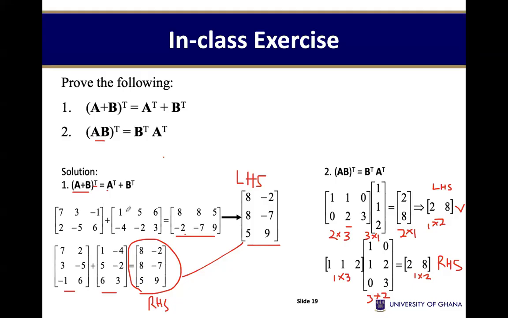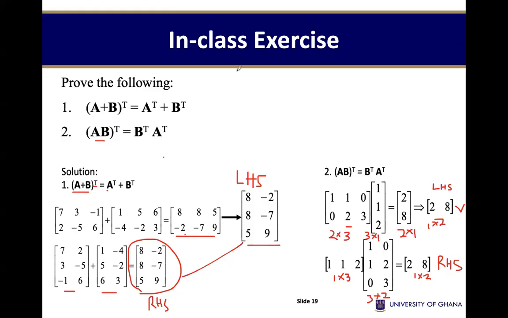Transposing B means that the first row becomes the first column, the second row becomes the second column. When you're done with that, you add them, and that will give you what I said: the right-hand side is equivalent to the left-hand side initially proven. Okay, thank you. All right.